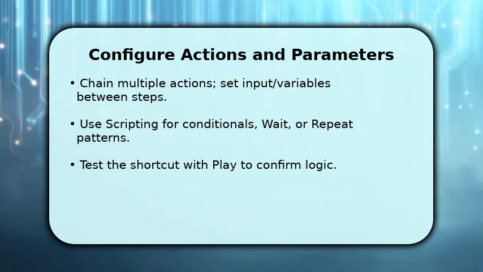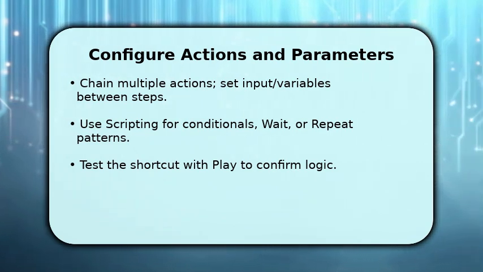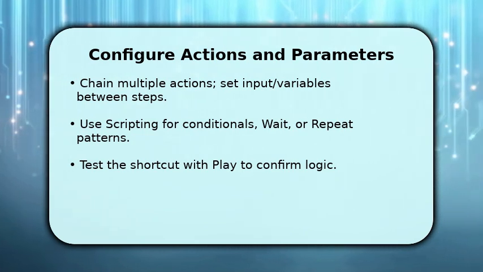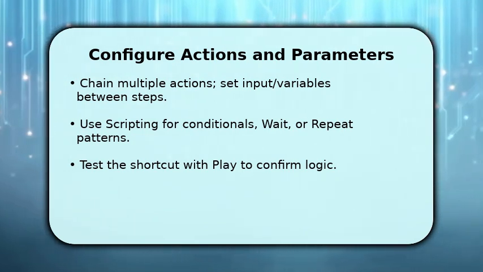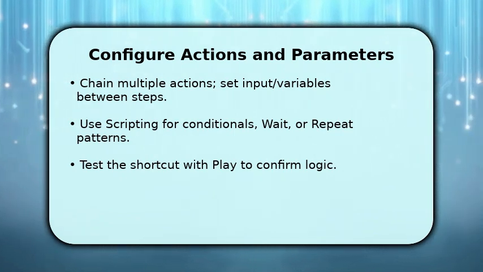If you need branching or timing, insert scripting actions like if, wait, or repeat to handle different cases. Once your flow looks correct, press play to test the shortcut and observe the output. Iterate until it consistently performs the desired task without errors.